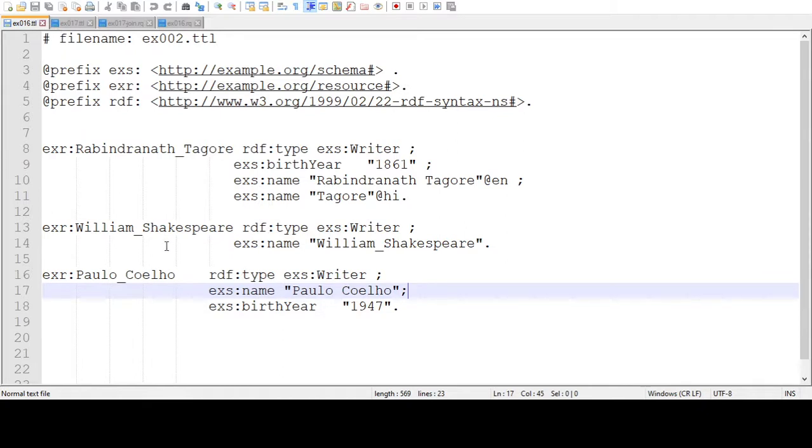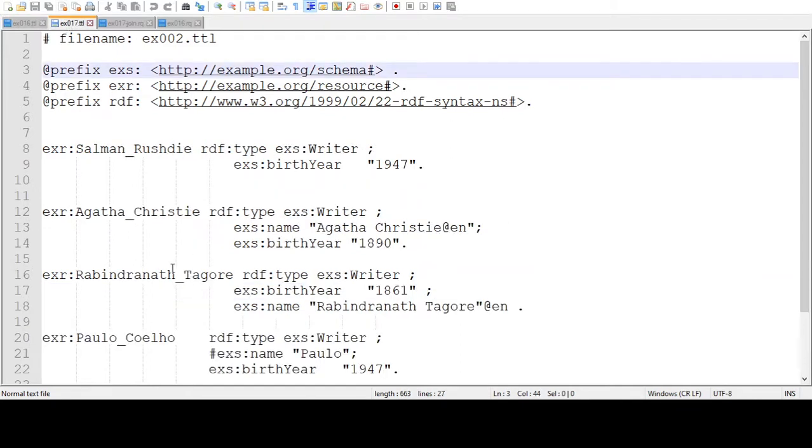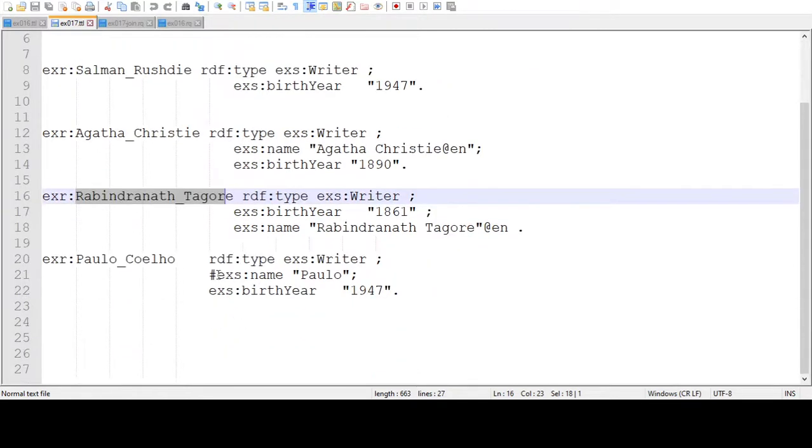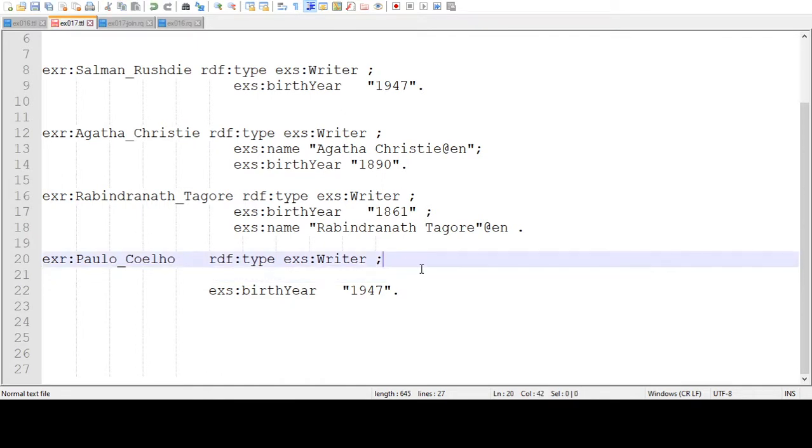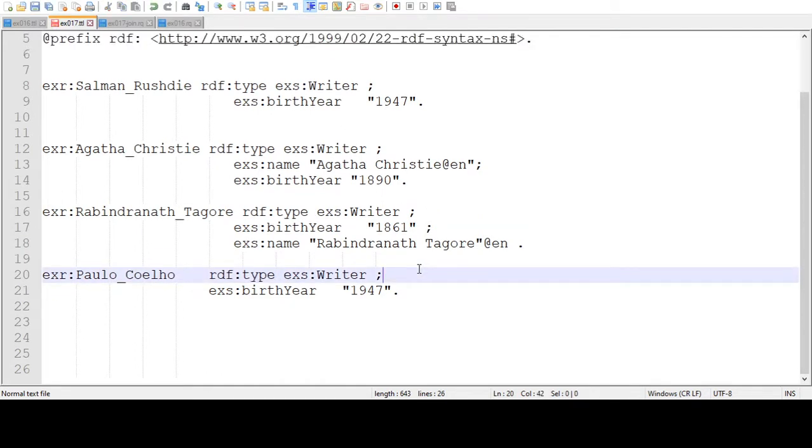So this is your EX016, where you are having information about Rabindranath Tagore, William Shakespeare and Paulo Coelho. Now we have got another data set which is EX017 TTL, right? Here we have got information about Salman Rushdie, then Agatha Christie, then Rabindranath Tagore, then Paulo Coelho. Here you see the name part is omitted. Let me remove this from here, right? So the name part is removed.